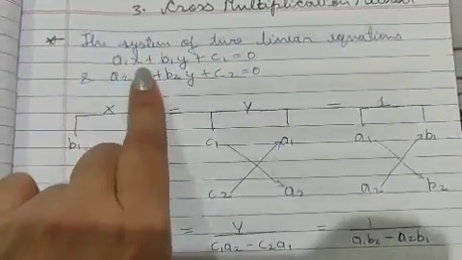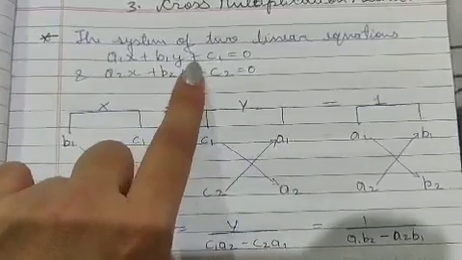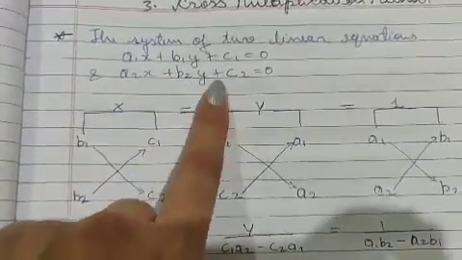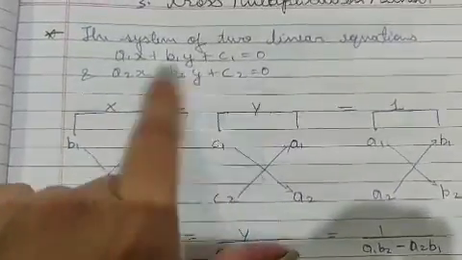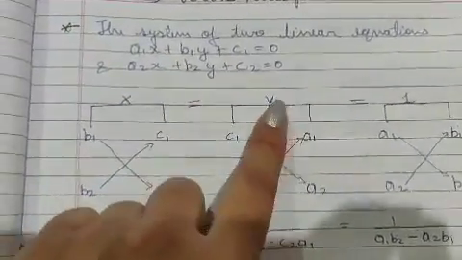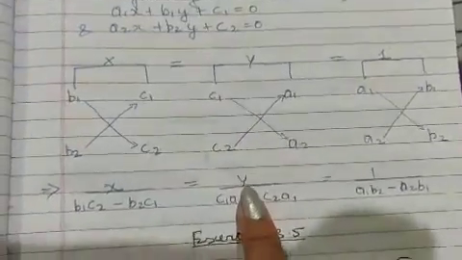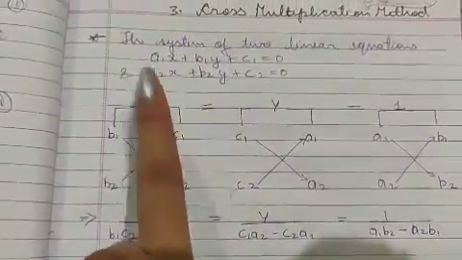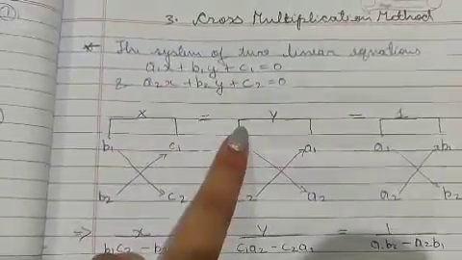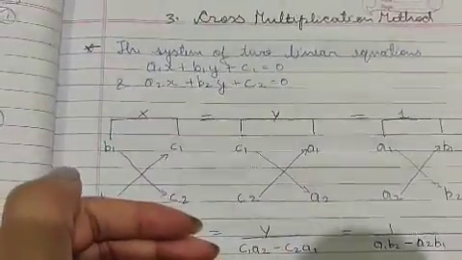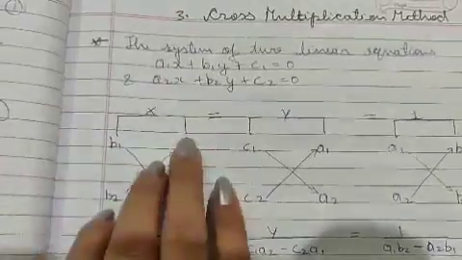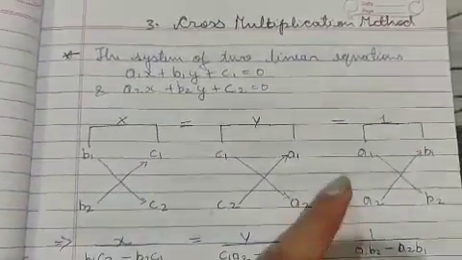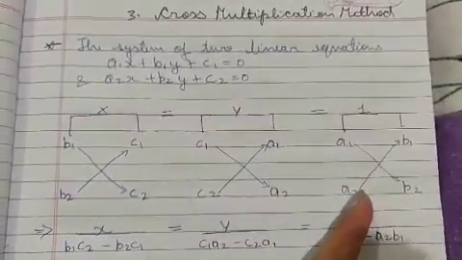The first equation will be a1x plus b1y plus c1 equals 0, and the second equation will be a2x plus b2y plus c2 equals 0. This is the standard form or general form, you can say. So to solve it by the cross multiplication method, we need to write the variables and the constant term with some denominators. We have to equate the variable terms, along with some denominator, to the constant term along with some denominator.